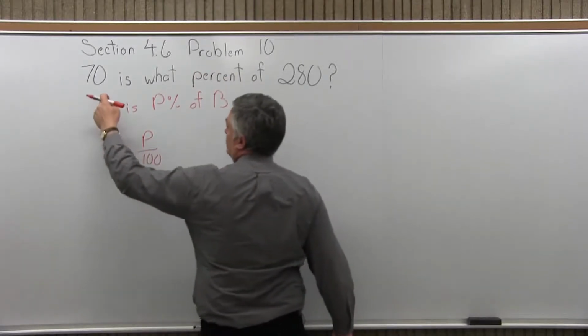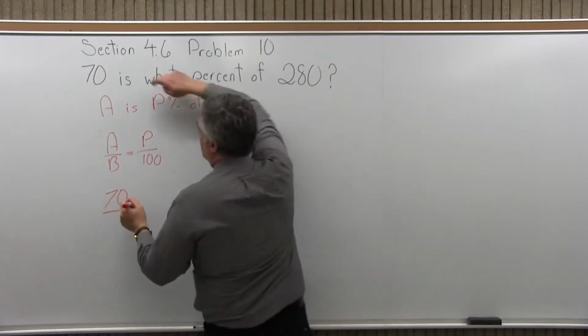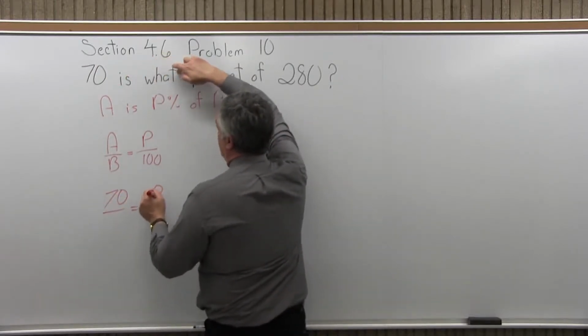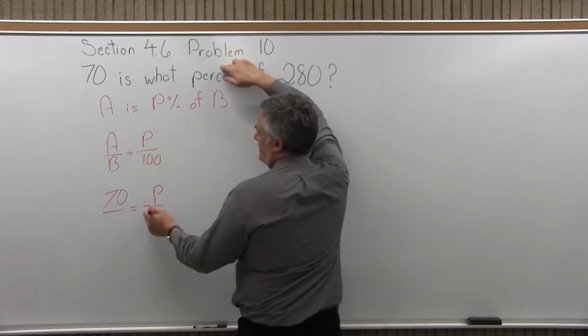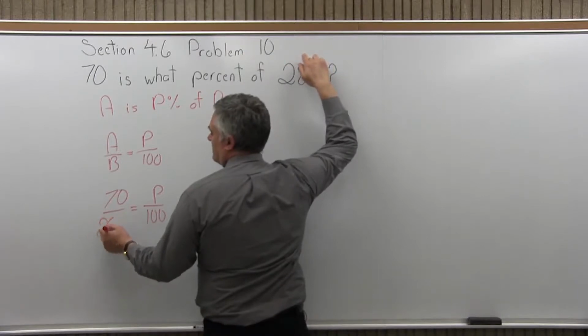So, as I fill this in, A is the 70, will give me an equals, what is the unknown, the P, percent I put in as 100, and then B is 280.